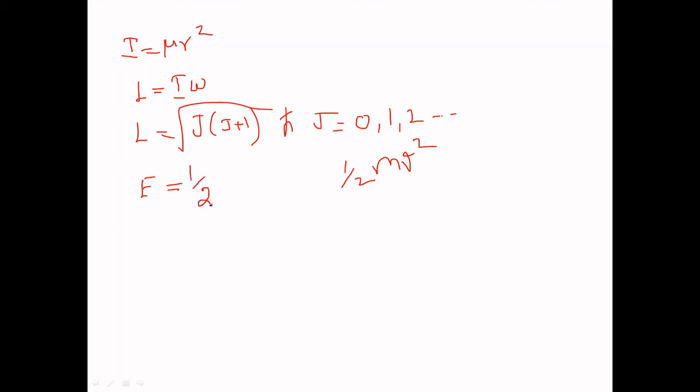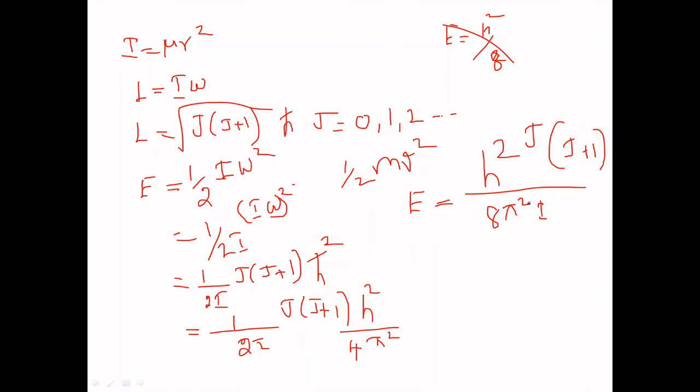Multiplying the numerator and denominator by I, we get I squared omega squared divided by 2I. Substituting the value of L, that is root j into j plus 1 h cross, where h cross is h by 2 pi, E equals j into j plus 1 divided by 2I times h squared by 4 pi squared. So E equals h squared by 8 pi squared I times j into j plus 1. This is the energy, given in joules.